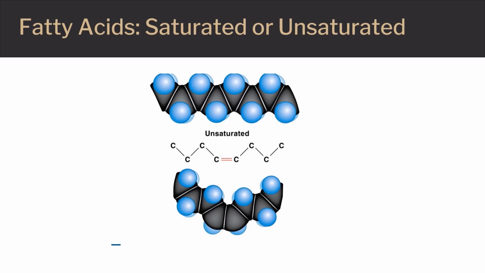A structural formula and computer models show that a saturated fat is a straight chain of carbon atoms joined only by single bonds. In an unsaturated fat, two of the carbons in the carbon chain are joined by a double bond. There is a kink or bend in the molecule at the site of the double bond. It is important to remember that fats and fatty acids are types of lipids.